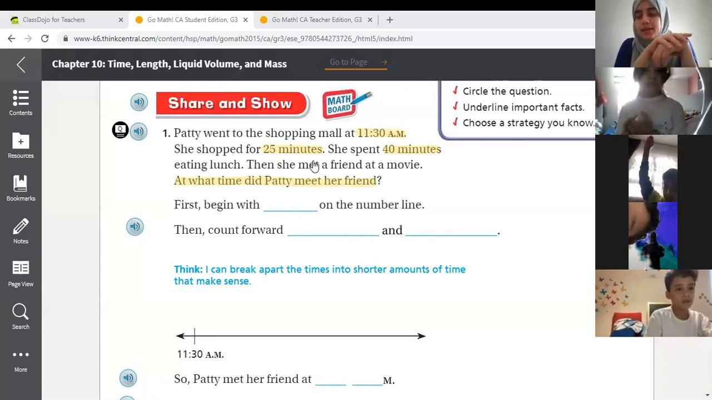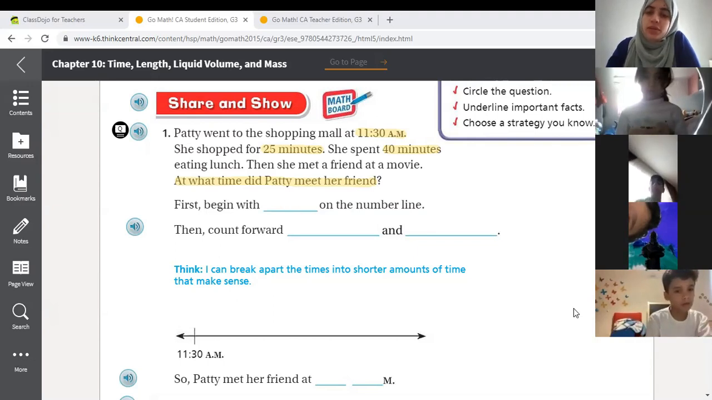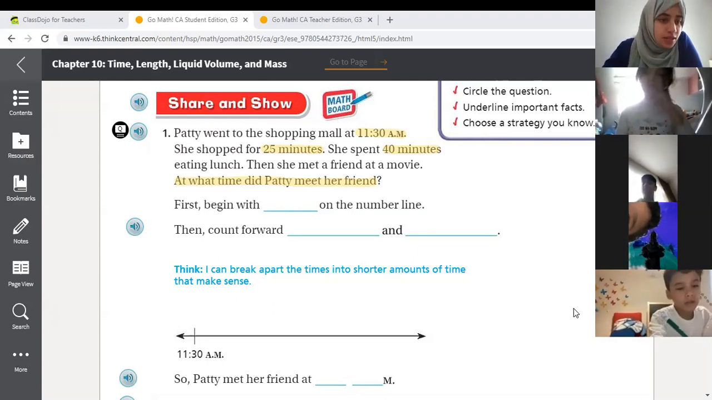So when they ask us, what time did she meet her friend? Are they asking for the start time or the end time? Is this the last thing she did or the first thing she did when she met her friend? Last thing. So it would be the end time that we need to find, correct? Mm-hmm. Okay. Thank you, Izan.